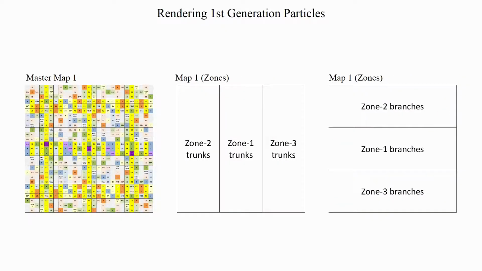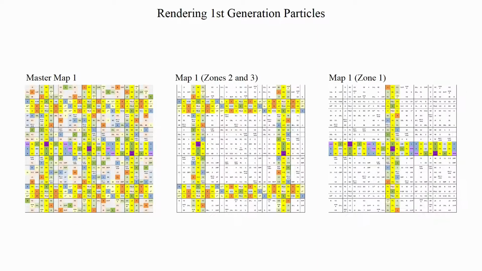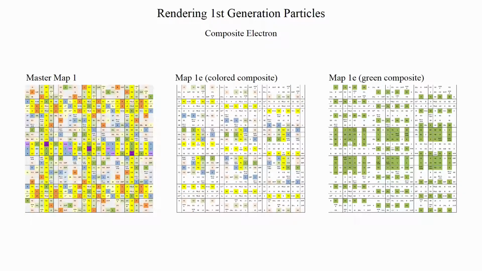And to avoid unnecessary complication, we only need to utilize master map 1, whereby we discern zone 1, analogous to the neutral Z boson, and zones 2 and 3, each analogous to the charged W bosons. We'll begin by isolating the composite electron, depicting its constitution both as a colored and as a green composite map for visual clarity.